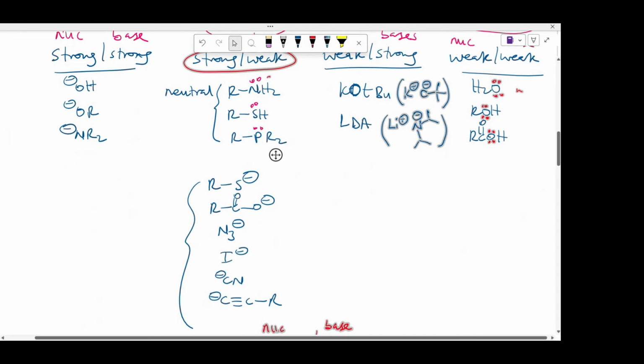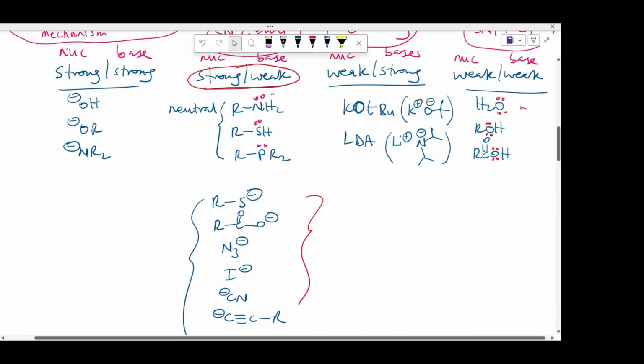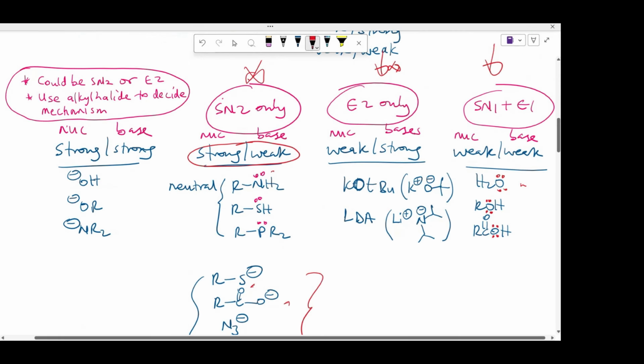And for this other category of reagents, these ones are considered strong nucleophiles because they have negative charges, which indicate excess electrons. So they have excess electrons to donate. Now, as bases, they're pretty stable. Though they have negative charges, the negative charges could be stabilized either by size or polarizability and resonance. So these ones will always give you SN2 product.